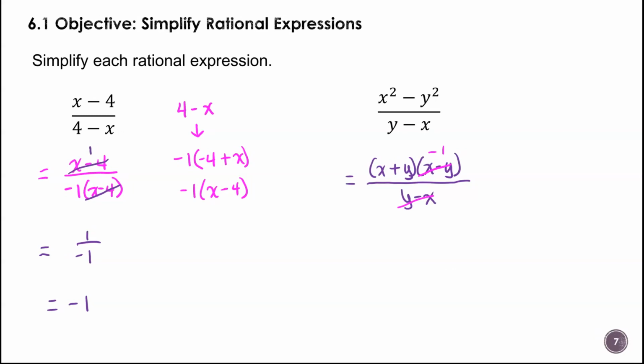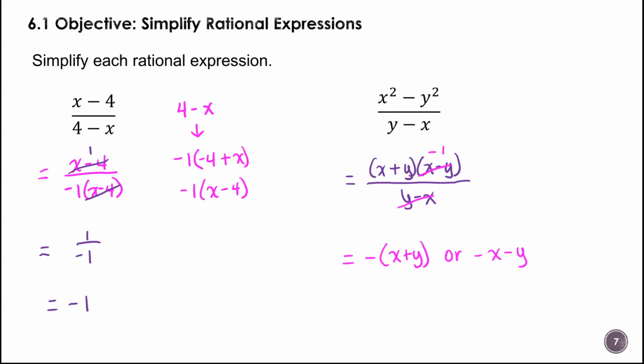Now, what do I do with that negative 1? Well, in this case, I could just write a negative in front of the x plus y in parentheses. Or I could distribute that negative 1 and it would be negative x minus y. Sometimes this is confusing, so you might just have to work on this a little bit to help you understand it better.